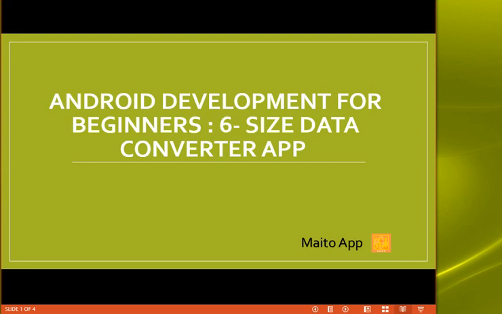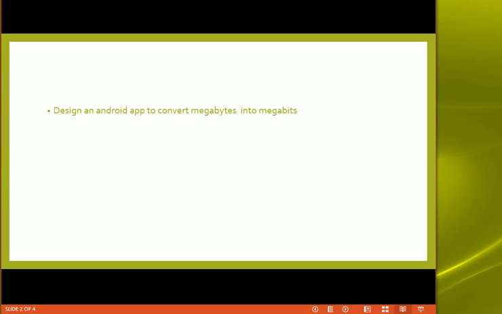And in this video, you will learn how to design an Android app to convert megabytes into megabits. We need a text view and an edit text. Besides those, we need a function to convert megabits into megabytes, where one megabyte equals 8 megabits.